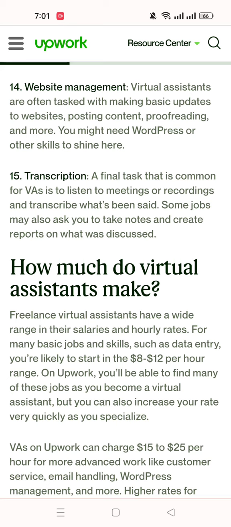So how much does a virtual assistant make? Freelance virtual assistants have a wide range in their salaries and hourly rates. For many basic jobs and skills such as data entry, you're likely to start in the $8 to $12 per hour range. On Upwork, you will be able to find many of these jobs as you become a virtual assistant.